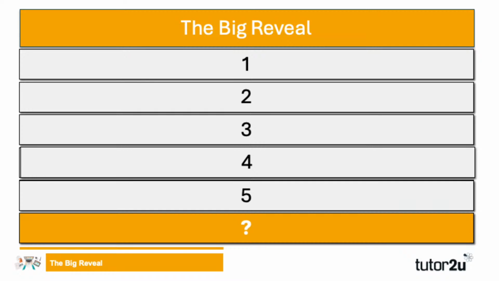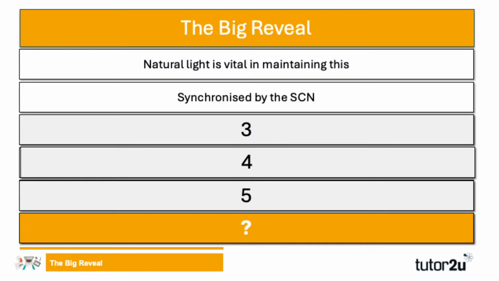So our first clue is: natural light is vital in maintaining this. Now, there's a few things that you could potentially have for that. So if you want to jump in and get the answer straight away, feel free to go for it. That's just with one clue. Okay, our second clue is: it is synchronized by the SCN. We've got a few people already jumped in there for the answer, I see. Very brave there.